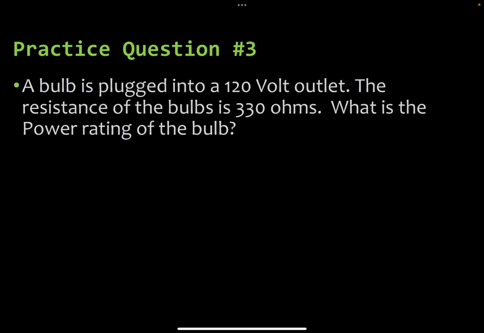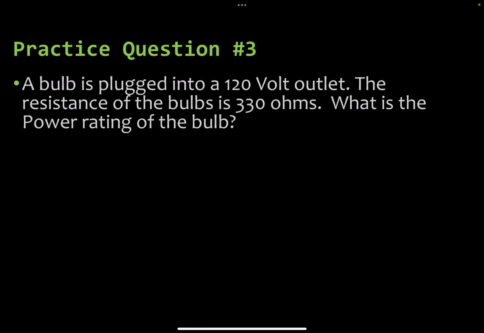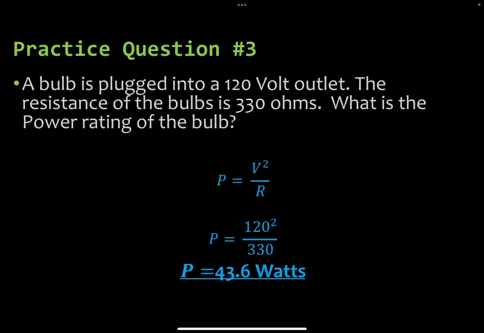All right, so the third variation here, a bulb is plugged into a 120 volt outlet, which is a standard outlet here in North America, although it's AC. We'll talk about that in a few weeks. The resistance of the bulb is 330 ohms. What is the power of the bulb? It is a 43.6 watt light bulb. Again, just picking the right equation. We have volts and we have ohms in this case.